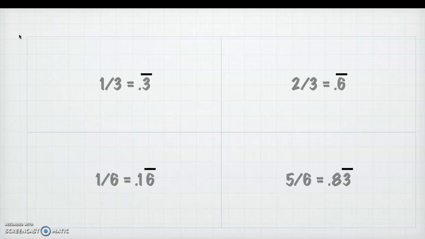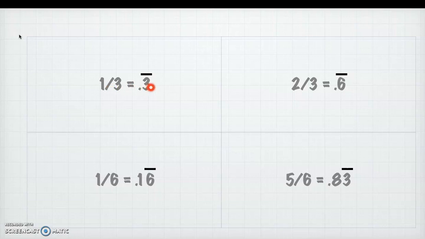I have four fractions and decimals that you also have to know by memory. First, 1/3 equals 0.3 repeating. How do I know it's repeating? The line over that 3. 2/3 equals 0.6 repeating. Then we have 1/6 equals 0.16 repeating, and 5/6 equals 0.83 repeating. You can see I have a line over the number that is actually repeating.